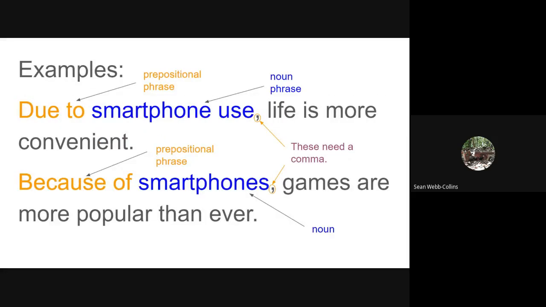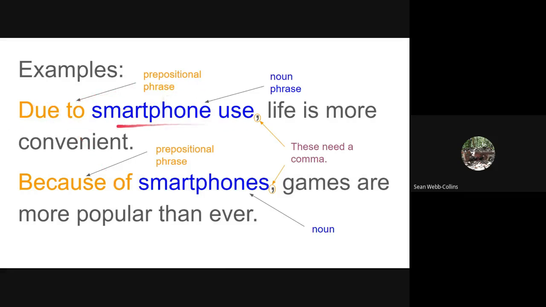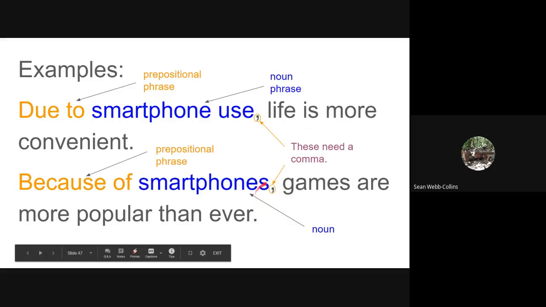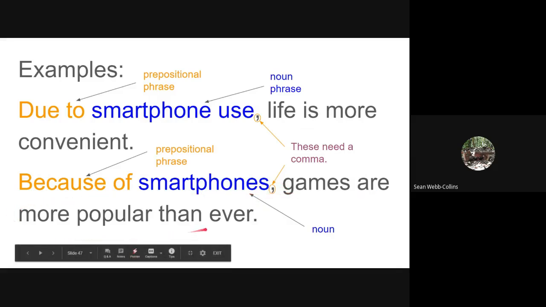And some examples of the rule we just took a look at in the previous slide. Due to is the prepositional phrase. Smartphone use is the noun phrase, so we need a comma. Life is more convenient being the main clause. Because of is the prepositional phrase, smartphones the noun, so we need a comma, followed by games are more popular than ever as the main clause.